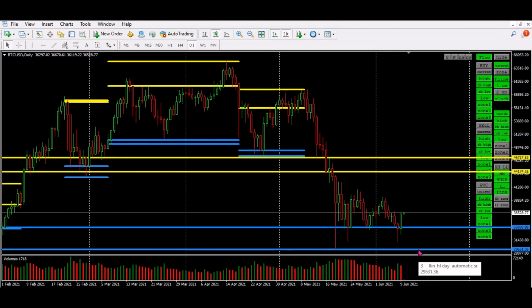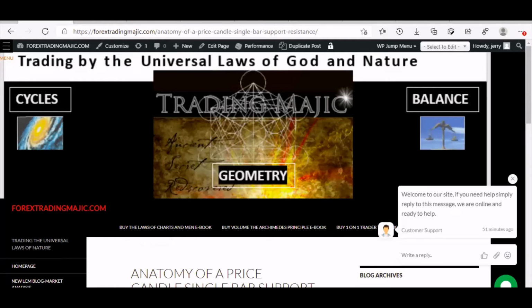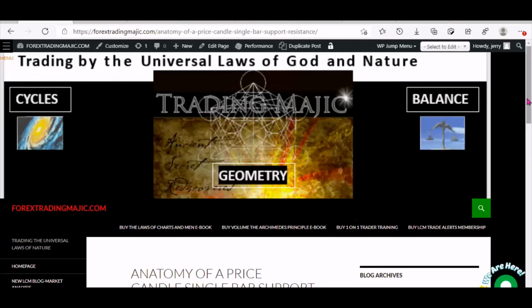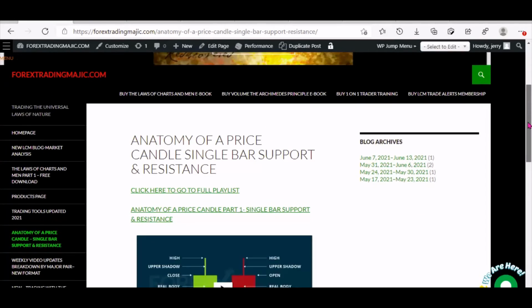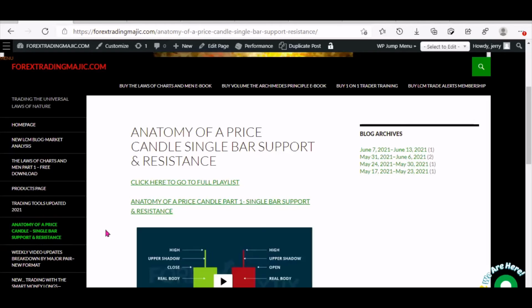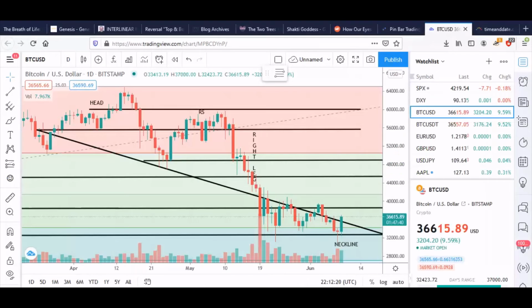Now what do these zones mean? Well, I've got a free section on my website, anatomy of a price candle, single bar support and resistance. You can go there, and I have a few videos that explain that concept, because this is not the right situation here on YouTube for me to explain all of that.